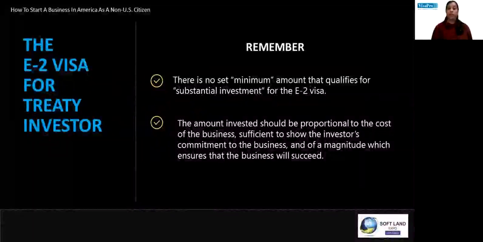Remember, there's no set minimum amount that qualifies for a substantial investment. For the E2 visa, while you may hear that the minimum investment amount must be something like $100,000, that's not necessarily true. The amount invested should be proportional to the cost of the business, sufficient to show the investor's commitment to the business, and of a magnitude which ensures that the business will succeed.